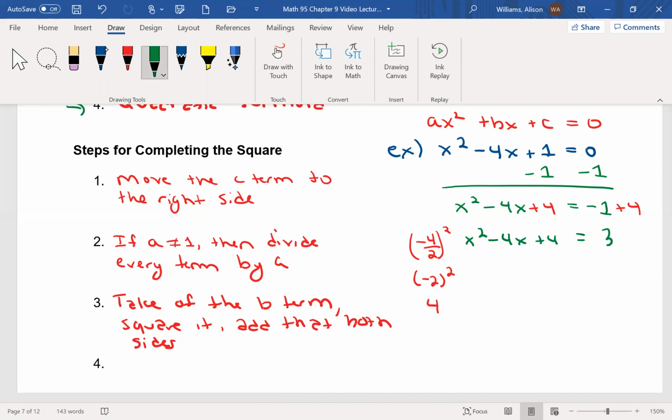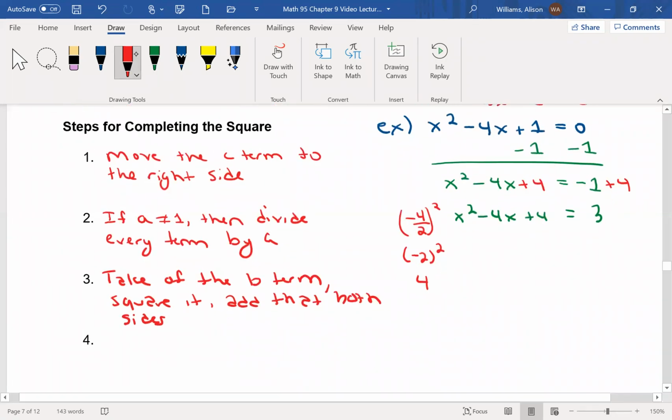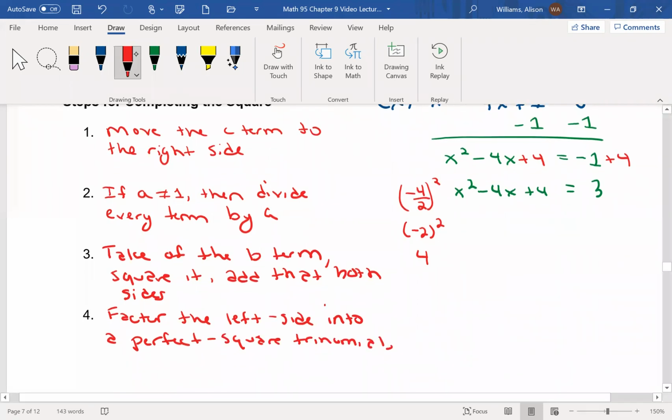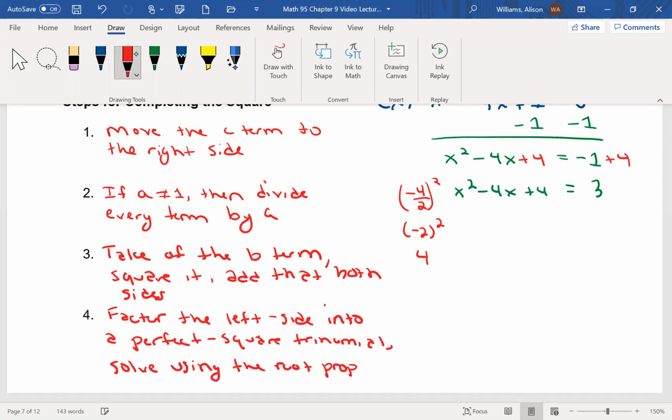Now here's the magical step. That was the big important step because this is going to allow us to do something. It's going to allow me to factor the left side into a perfect square trinomial. And then I'm going to solve using the root property. Let me show you what that looks like.